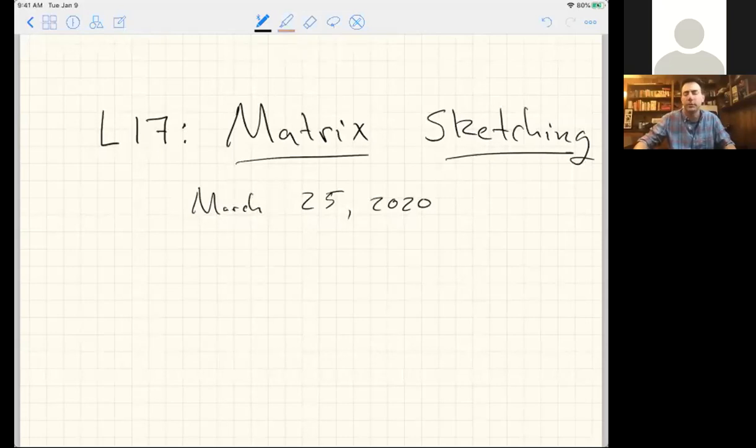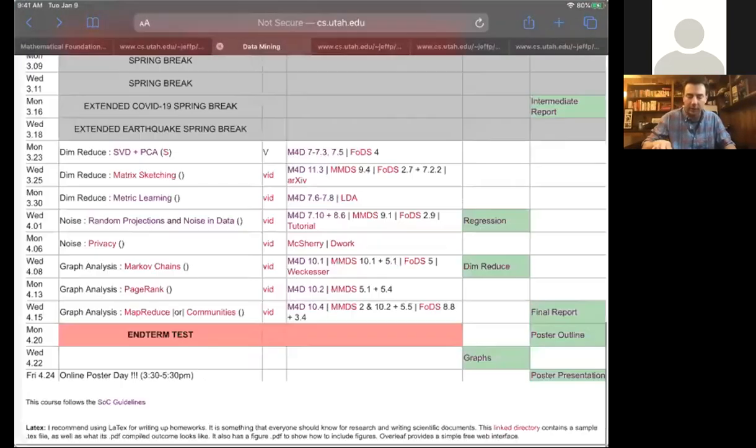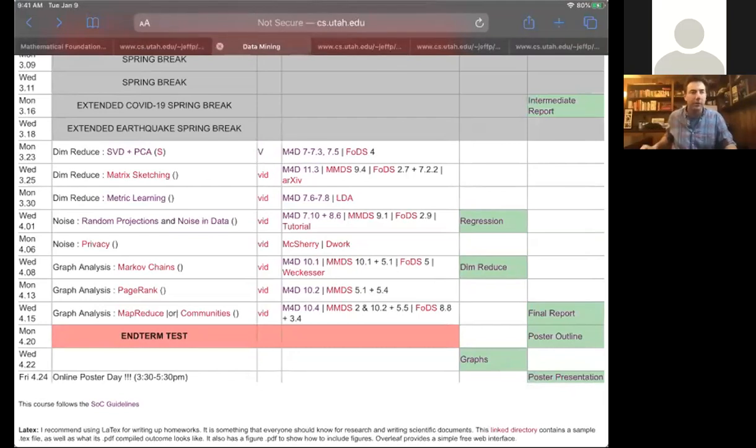So let's look at the schedule. We have two or three more lectures on dimensional reduction, and then we'll talk about some noise and some privacy issues, and then we'll finish up with stuff on graphs.